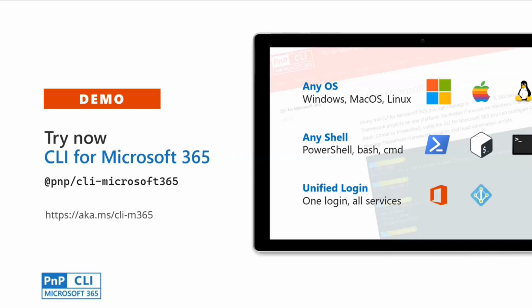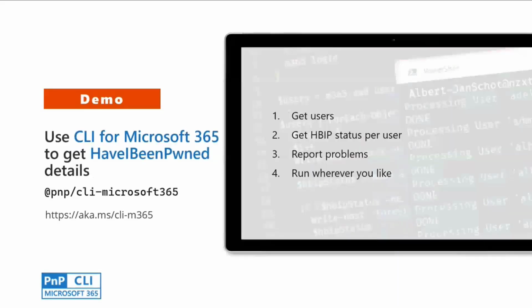Maybe you want to get all users, maybe you want to get a subset of users. Then what you actually do is you get the HaveIBeenPwned status per user, and there is an API for that I'm going to show you in a second. Then based on the results, you want to report problems, or report that everything is correct. And then with that sample, you can actually run it wherever you like.